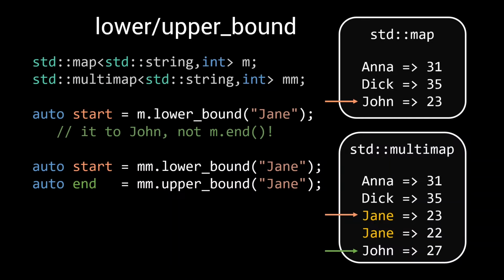The reason why these functions don't exist for unordered map and unordered set is because the notion of a lower bound or upper bound doesn't make sense if there is no order. It also doesn't work well with the hashing strategy used by such containers.